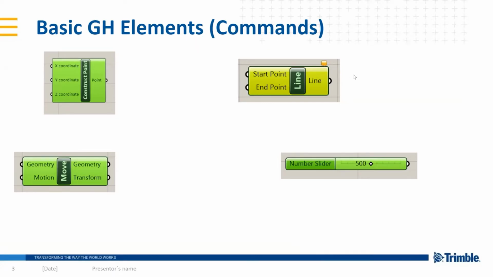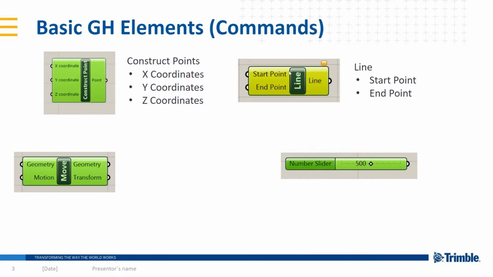So these are the commands. Here we are going to talk more about the construct point, line, and then the slider, and then move. Basically, this construct point is very important because, as you know, one point consists of X, Y, and Z coordinates. So you need to understand those X, Y, Z coordinates. In order for us to form a line, you must have two points, the start point and end point. Okay? So again, a point consists of X, Y, and Z coordinates.